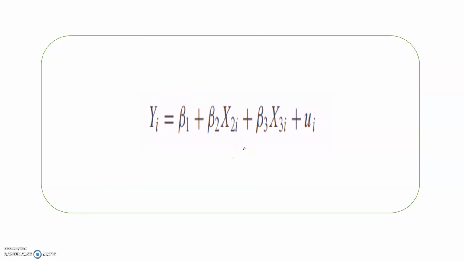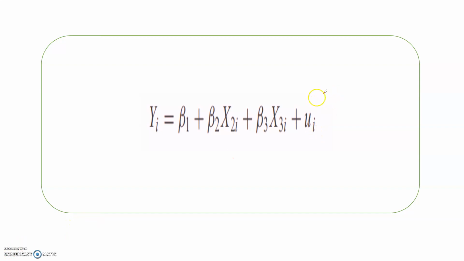Now let's discuss the assumptions of this kind of model. Most of the assumptions of a multiple regression function are the same as a bivariate regression function. Like, it has to be linear in the parameters. And you can see that this function is linear in parameters.